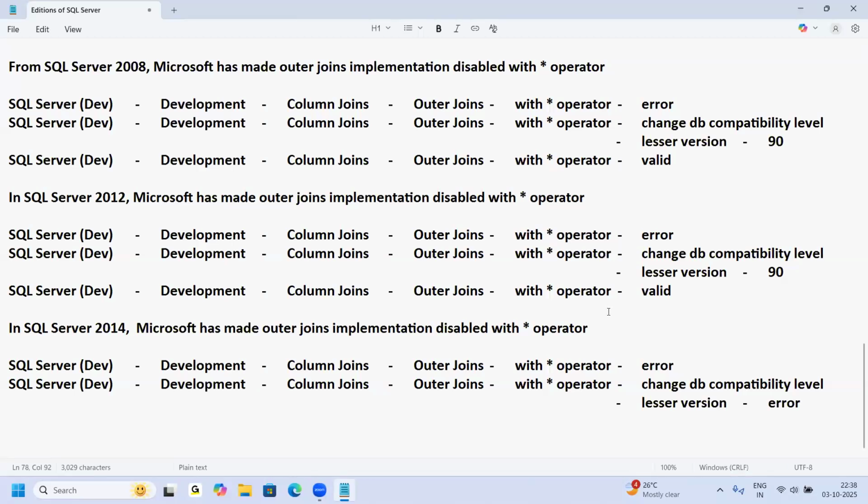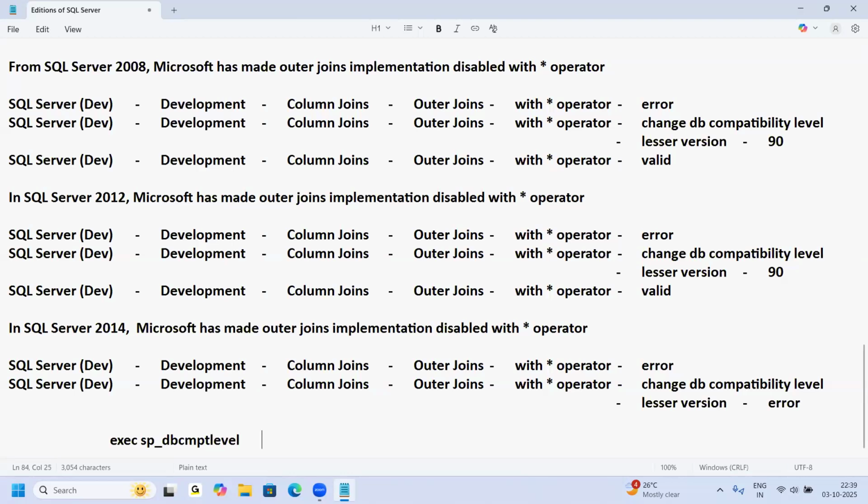And how did we used to do this? Microsoft used to provide one built-in stored procedure, sp_dbcmptlevel. We used to have this stored procedure to change the database compatibility level.